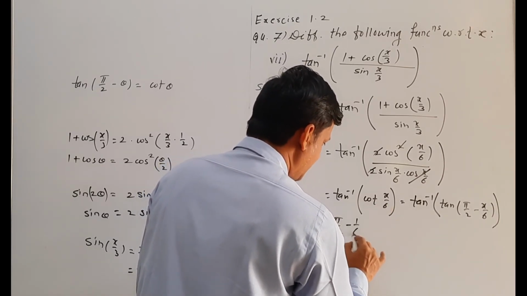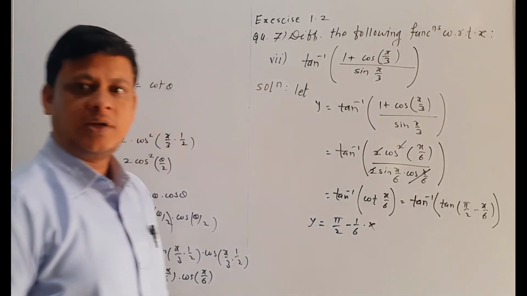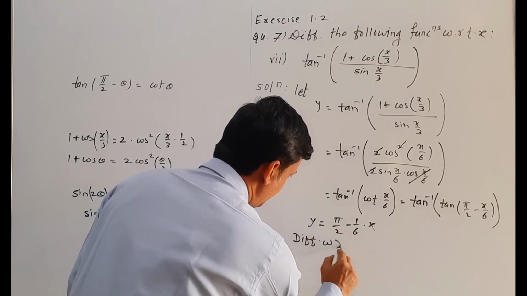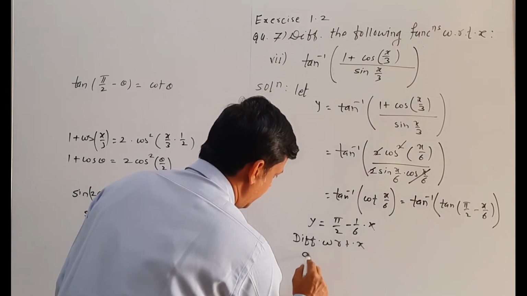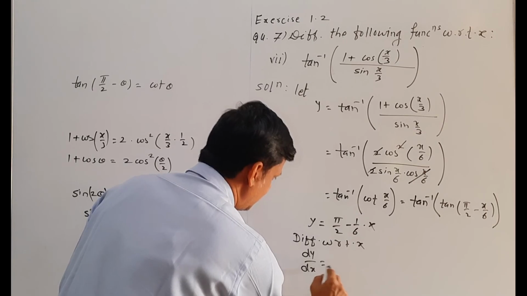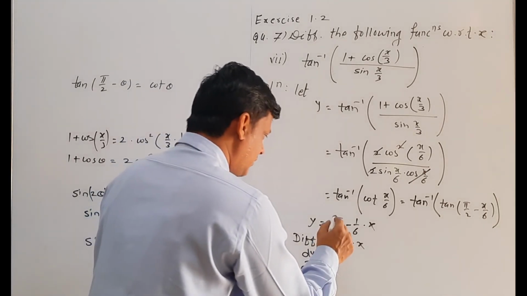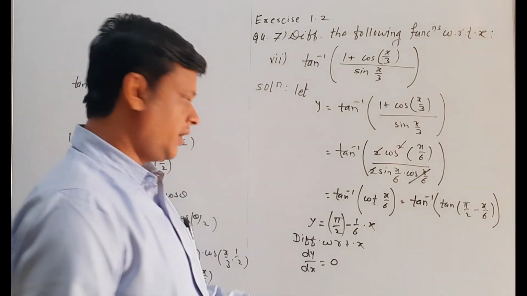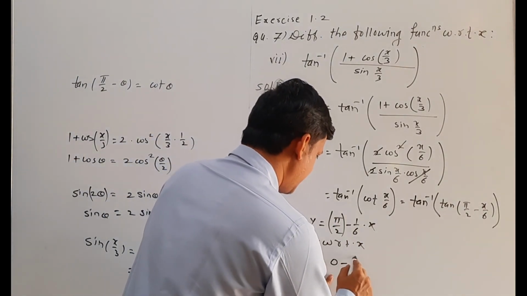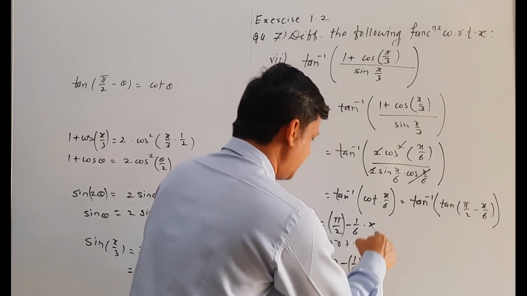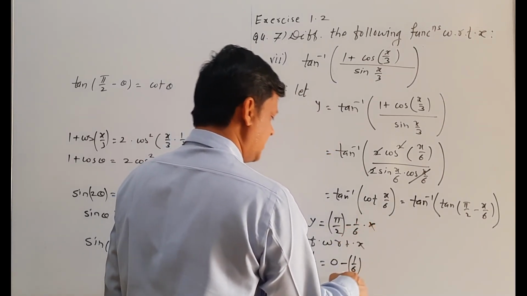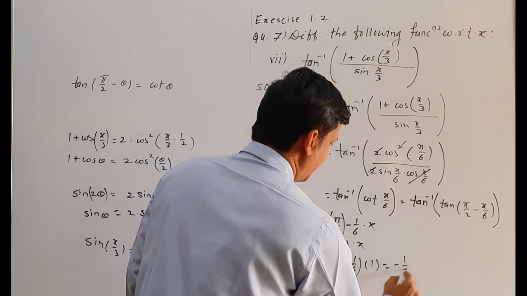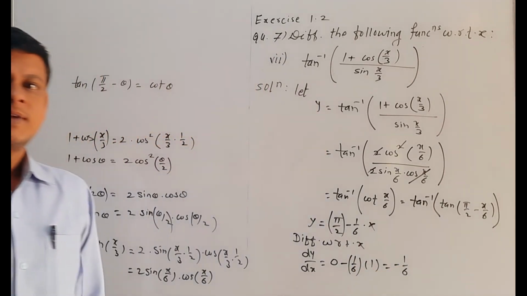We write 1 by 6 into x. So differentiate this function with respect to x. Differentiate with respect to x. So derivative of y with respect to x is dy by dx. Pi by 2, the first term, is constant. So its derivative is 0. 1 by 6 is constant, but with algebraic function x. So we keep 1 by 6 as it is. Derivative of x with respect to x is 1. So we get answer as minus 1 by 6.